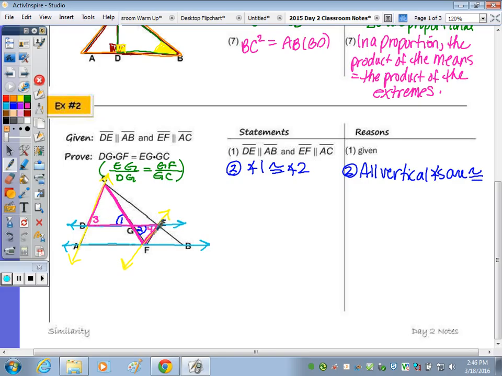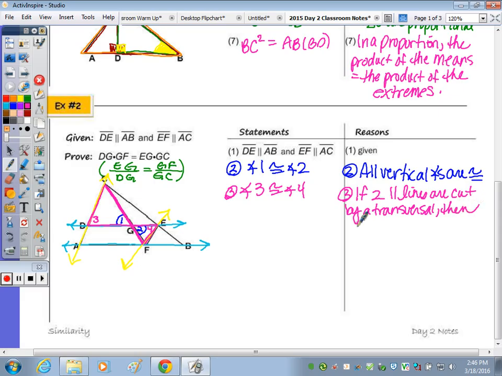3 and 4. So number 3, angle 3 is congruent to angle 4, because if two parallel lines are cut by a transversal, then alternate interior angles are congruent. Now the triangles are similar by angle.